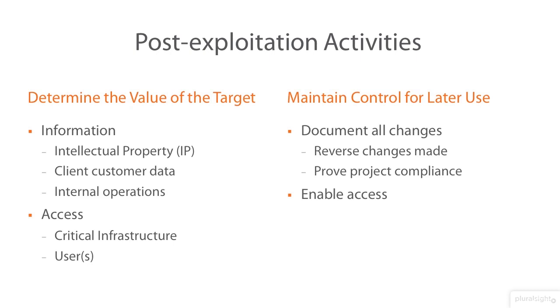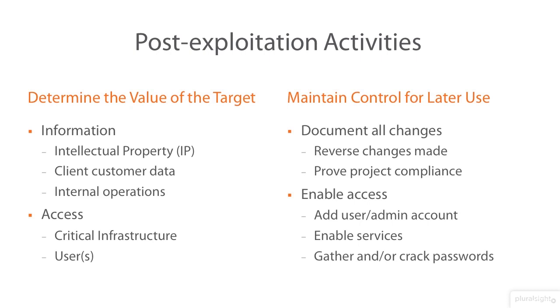Enabling access to the system helps when we might need to return. We could try to exploit the system again, but that might be noticed. It's better to look like a normal user. So let's create our own user account or administrator account. We might need to turn on services that will facilitate our access. Again, remember, there may be security controls that might prevent this from working, like a firewall. Depending on the project scope, you may also need to capture passwords or password hashes and attempt to crack passwords. Do this only if it's explicitly called for in your agreement, though.